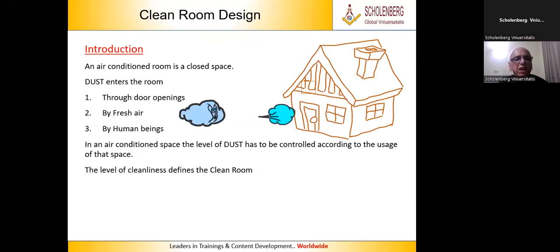Now we come to this introduction. We must remember that an air-conditioned room is a closed space. Dust enters the room through door openings, by fresh air, by human beings, right? So in an air-conditioned space, the level of dust has to be controlled according to the usage of the space. What level of dust is to be controlled? The type of clean room will depend on the application. The level of cleanliness defines the clean room.